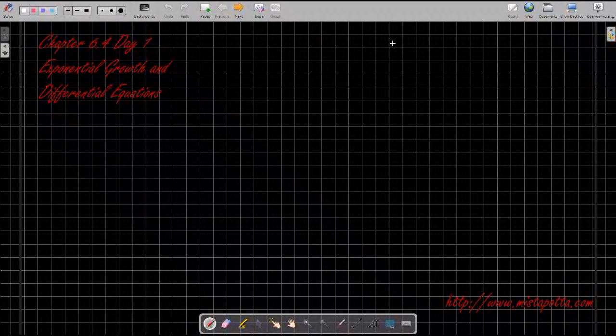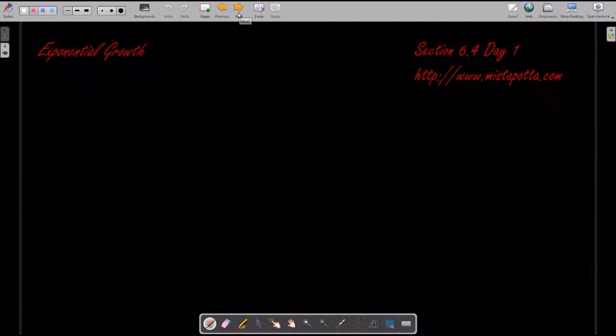Potter. What we're going to do in section 6.4 is talk about differential equations. We're going to talk about exponential growth, and we're going to talk about how to solve exponential equations using the anti-differentiation techniques that we've discussed in this chapter. So we're going to start first with the idea of exponential growth.